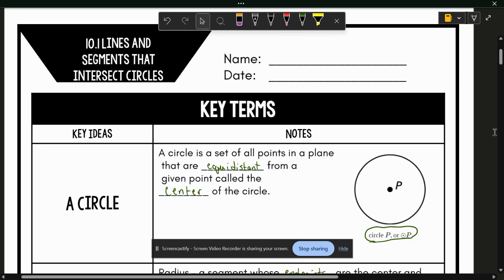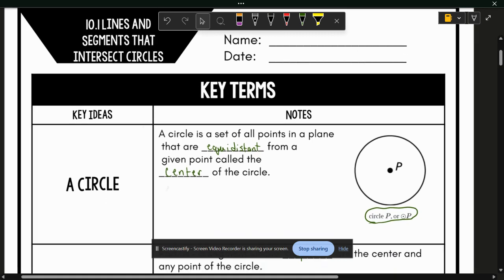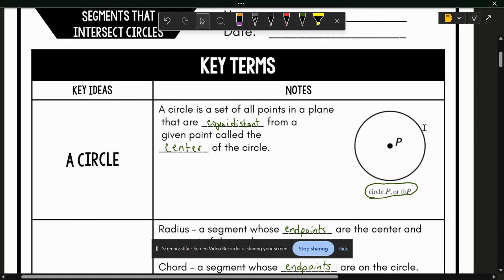All right, so we're doing 10.1, lines and segments that intersect circles. We're going to do a little recap just to get down some of that vocab. I know that there were quite a few people that were out. The big overarching theme is circles. A circle is a set of points that's equidistant from a given center. The center here in this case is P, and we would write this as circle P.